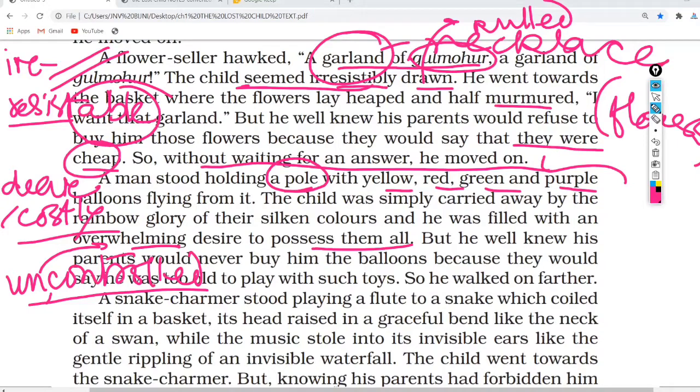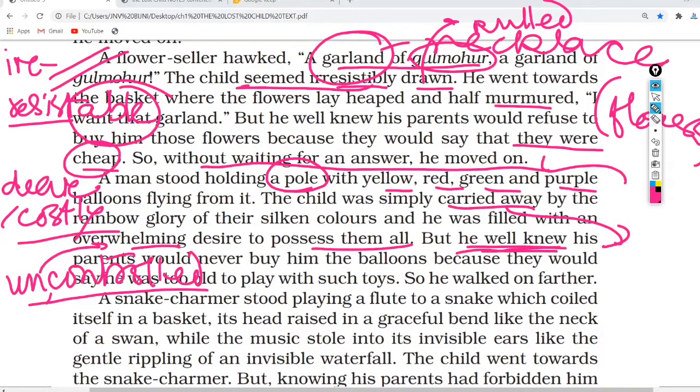Okay, all the color, and therefore it was the heart's desire of the child, and therefore he wanted to have it. The child was simply carried away, simply pulled away, attracted by these silken colors, and then he wanted to have it, but he well knew.